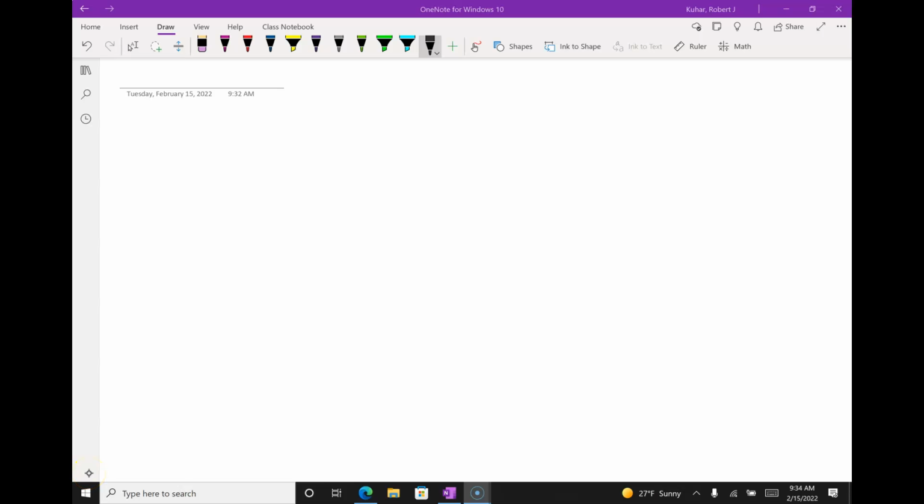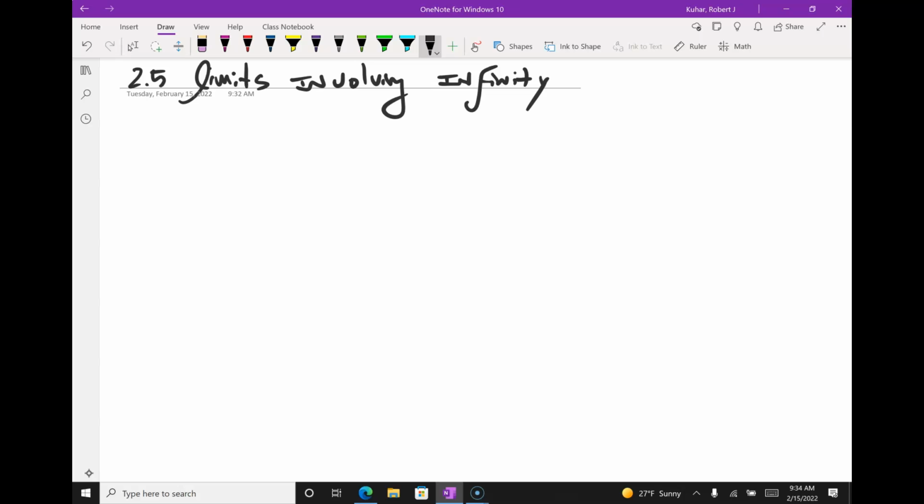All right, we got a pretty easy lesson today on the last bit of chapter 2. So we're talking about 2.5 today, limits involving infinity. Meaning an answer could be positive or negative infinity, or my limit could be going to positive or negative infinity, right? So somewhere in the problem, you'll see an infinity show up, okay?